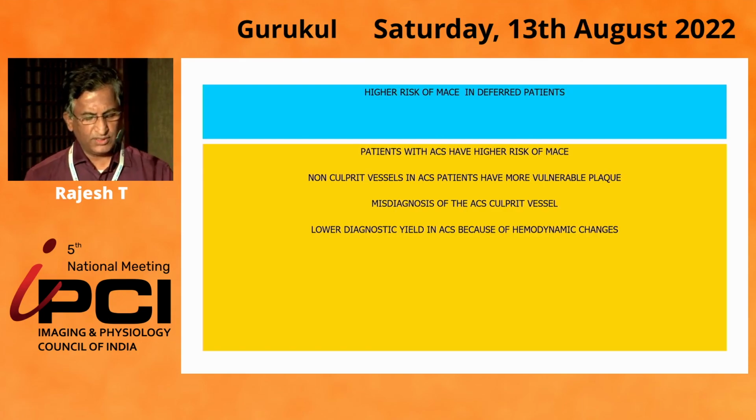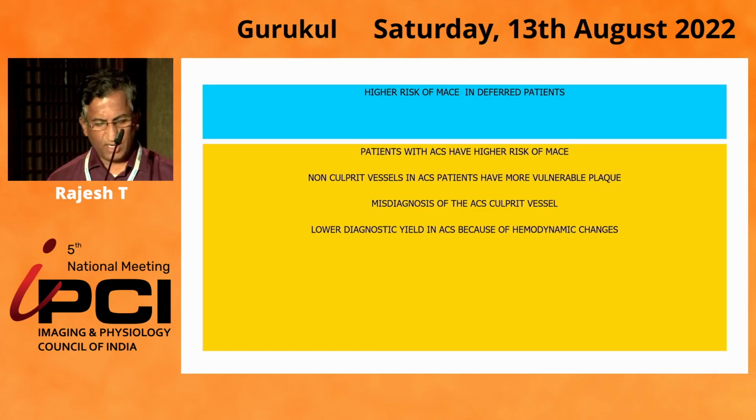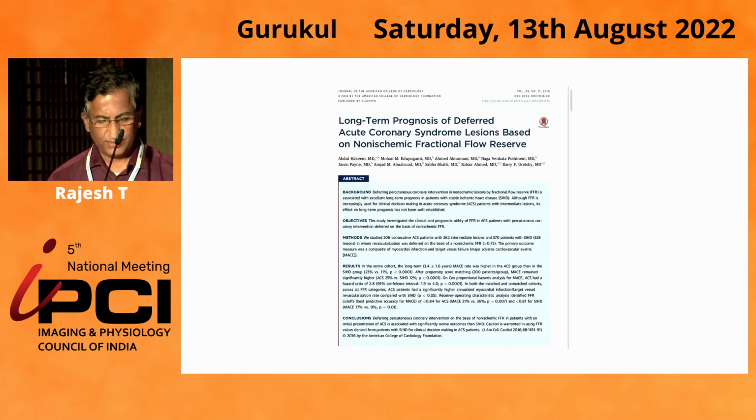Again, sometimes there's an ambiguity in the diagnosis of the culprit vessel. It may not be very easy to say which is the culprit vessel when a patient presents with acute coronary syndrome, and that can have a bearing on recurrent events later on. Again, there's a lower diagnostic yield of FFR in ACS because of hemodynamic changes.